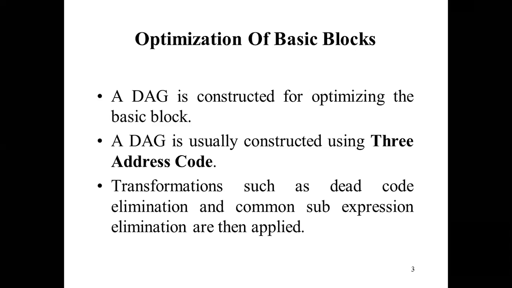Okay, so a DAG is constructed for optimizing the basic block. Here we optimize the basic block, meaning if there is a repetition of some expression, then we remove that. And after optimization, we draw the directed acyclic graph. A DAG is usually constructed using the 3 address code. Even here, for drawing the directed acyclic graph, we use the methodology of the 3 address code.